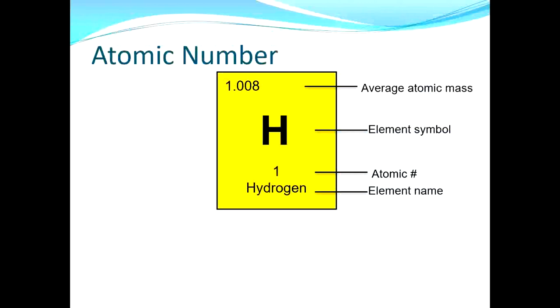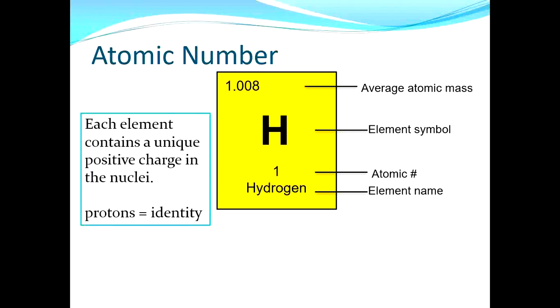So on our periodic tables, every element box looks something like this. We have the element symbol in the middle. In the top left corner, we have the average atomic mass, so the mass of the element. We have the atomic number beneath the symbol, and we have the element name. Each element contains a unique positive charge in the nucleus. So each element has their own unique number of protons, and the protons tell you the identity of that atom.